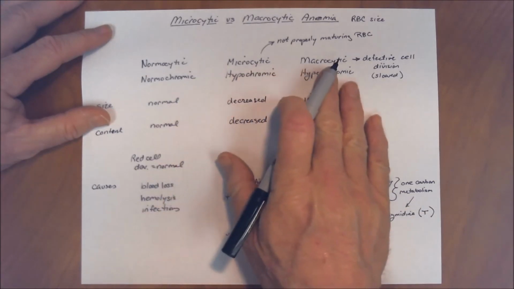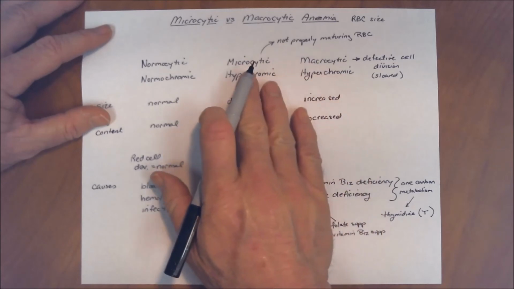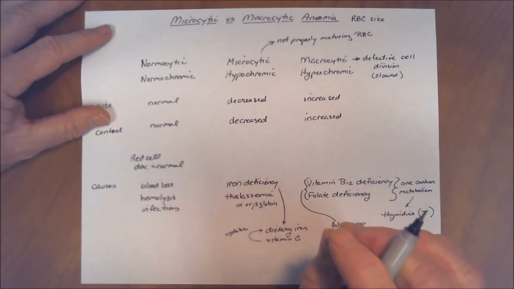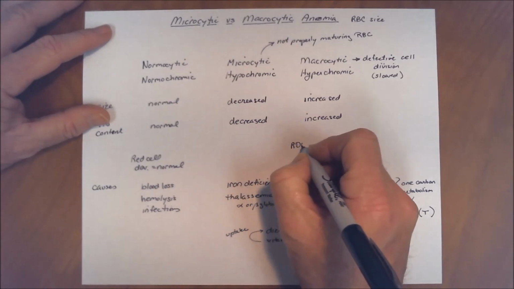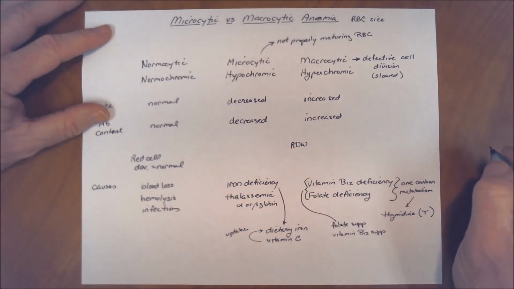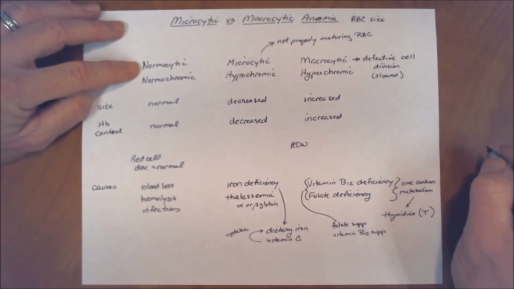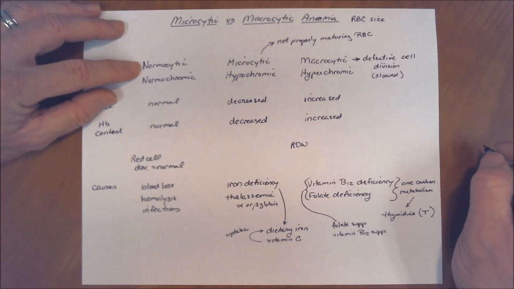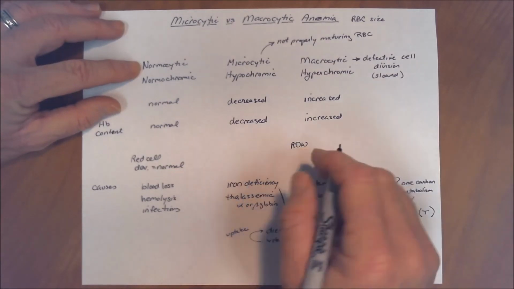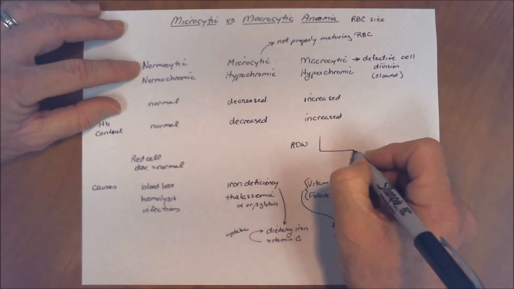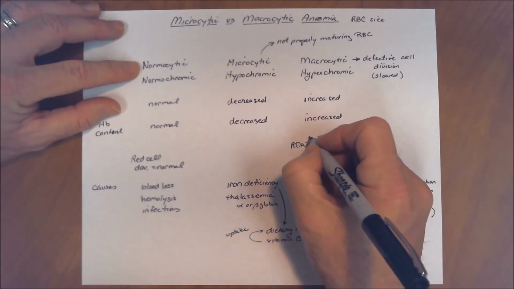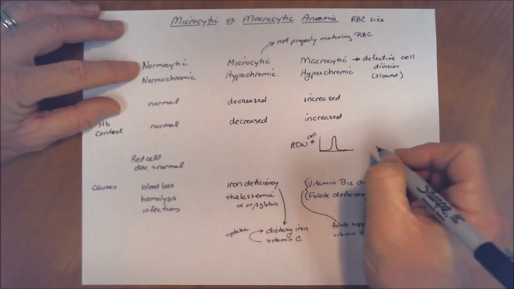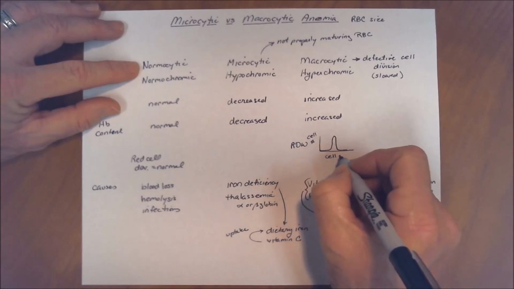One other portion of the blood test that will also show the macrocytic and microcytic, but will not differentiate which one is which, is the red cell distribution width. If we have normocytic cells, that means that the cells all have approximately the same size. So their red cell distribution width is going to be very narrow. If this is cell number and this is cell size.